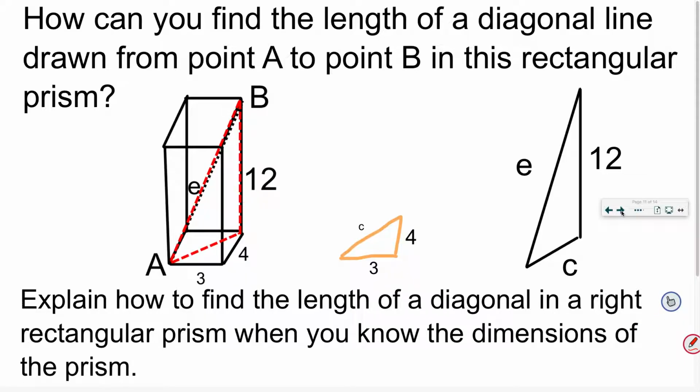So when you know the dimensions of the prism, what could you do? What do you need to do in order to find that diagonal? When you see a three-dimensional figure, typically with the Pythagorean theorem, they're going to want you to find the diagonal. What must you have in order to find that diagonal? You need to have two of the legs.